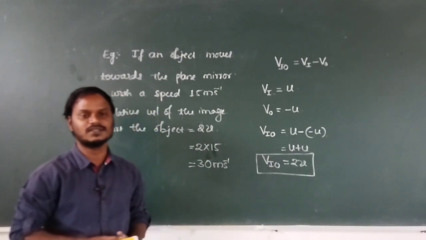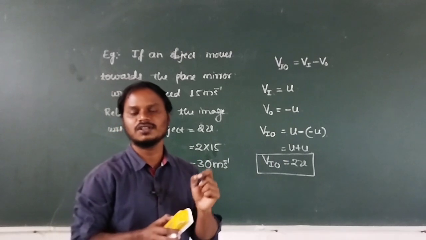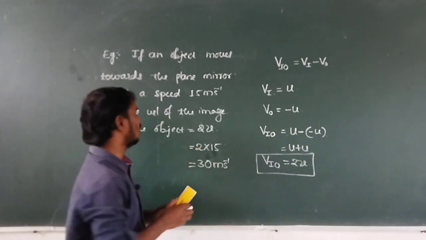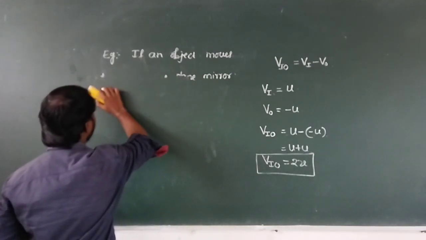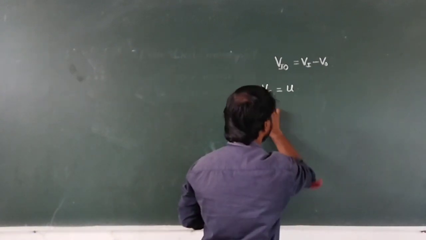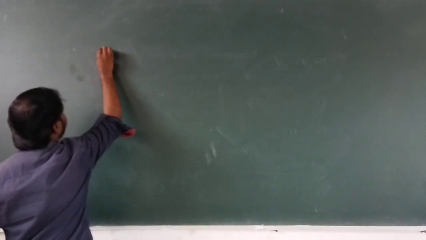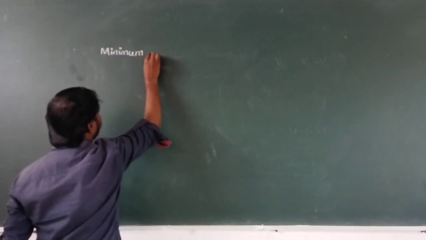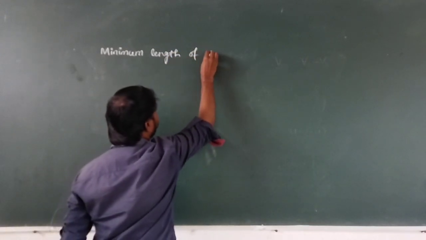Then next concept, what is the minimum length of the plane mirror required to see the full length image of the object and in order to see the full length image of the wall behind the object? So next neat application, minimum length of the plane mirror required to see the full length image of the object.